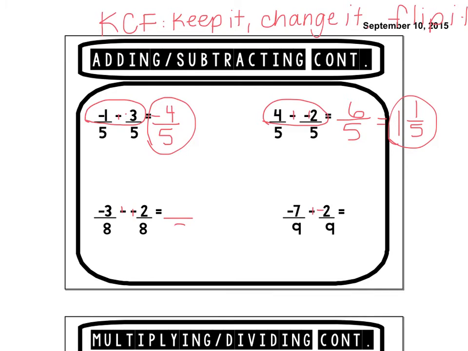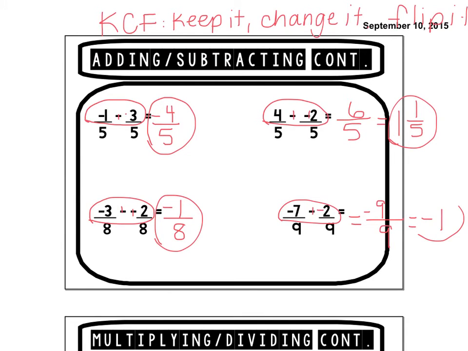On the next problem, our common denominator is 8. We have different signs, so we have to subtract. 3 minus 2 is 1, and there are more negatives than positives, so it ends up being negative. On the next one, our common denominator is 9, and we have the same sign, so we add them and keep the sign, and -9 over 9 is -1.